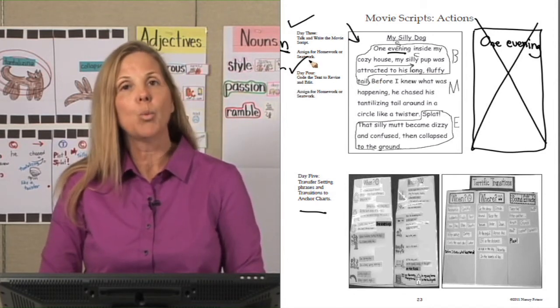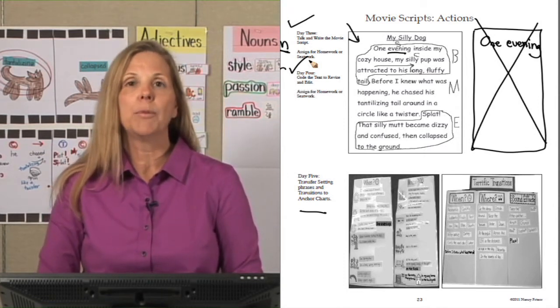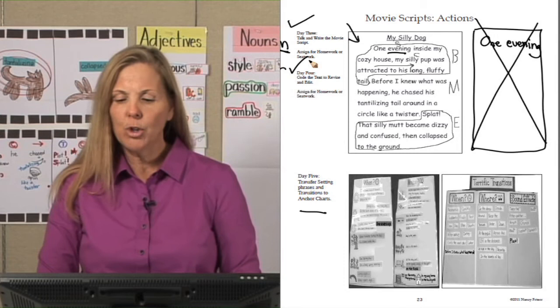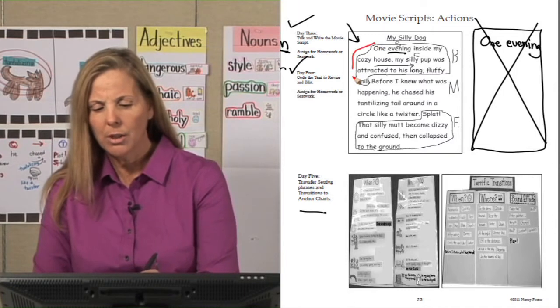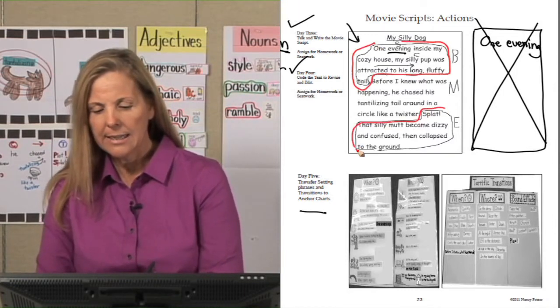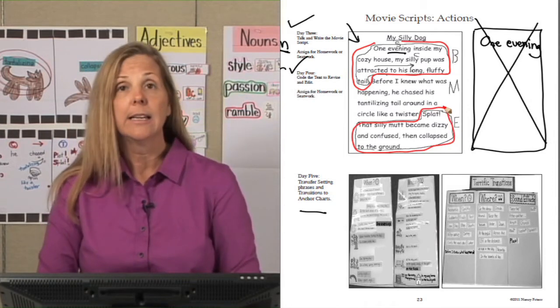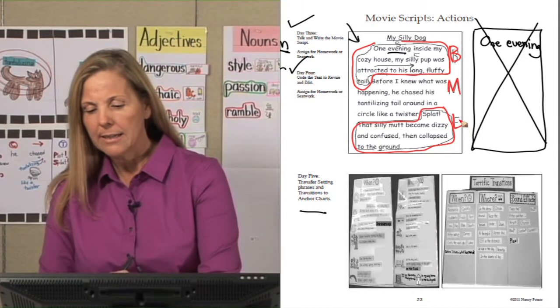On day 4, we want to do circle and label the parts. This will help them with editing. And what you'll do is you want your students to see that they're going to circle the beginning sentence and the ending, and in this case, sentences, label beginning, middle, end.